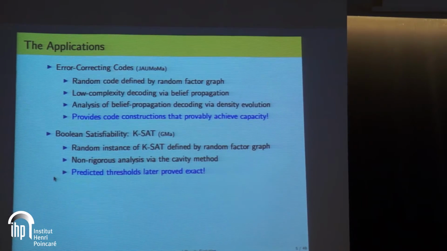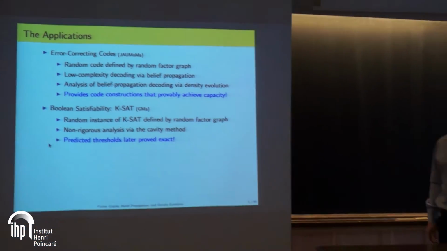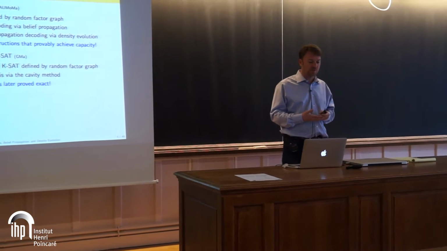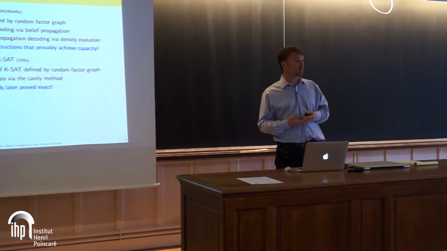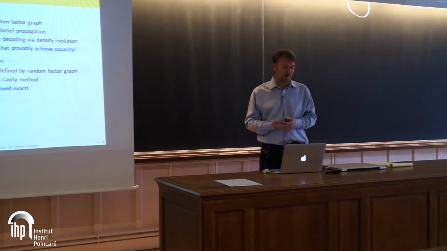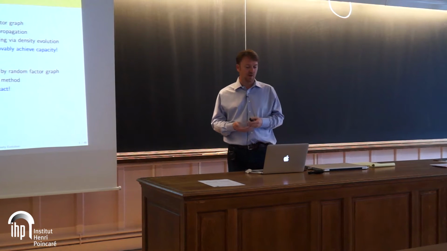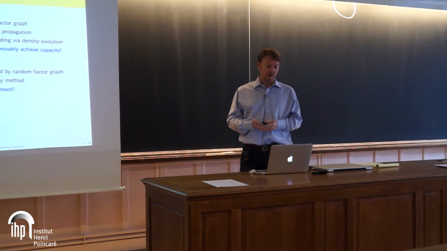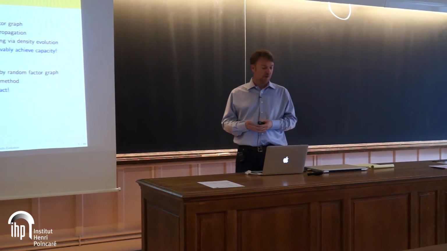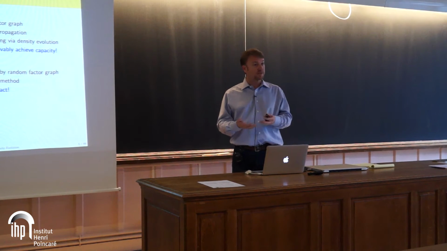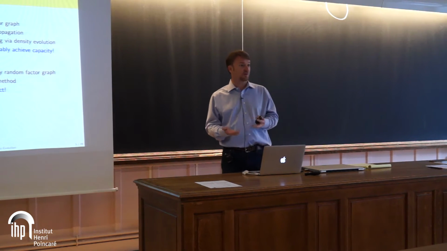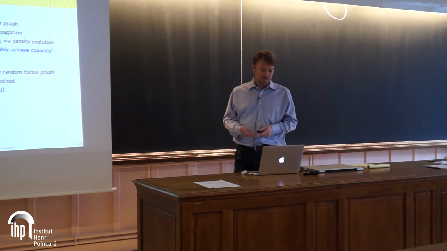Another topic that can be put in this framework of factor graphs is Boolean satisfiability. In general, you'd like to be able to solve a general SAT problem, but if you're working with factor graphs, you can pretty much only make arguments about a random instance of K-SAT, which is defined by a factor graph. And in this case, there's a non-rigorous analysis based on the cavity method. And for K-SAT and large K, this analysis was recently proved to be correct, so it gives the right answers. For small K, it's still undecided.